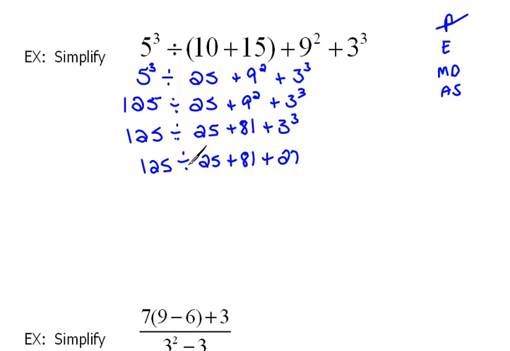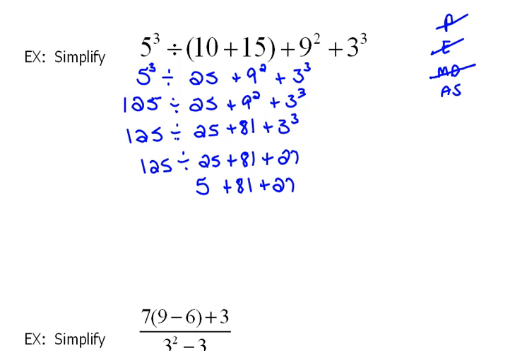Alright, so now we're down to our operations, our division, addition, addition. We've done all of our exponents. So next comes multiplication and division, left to right. So all we have here is division. 125 divided by 25 is 5. And I'm going to recopy everything else.